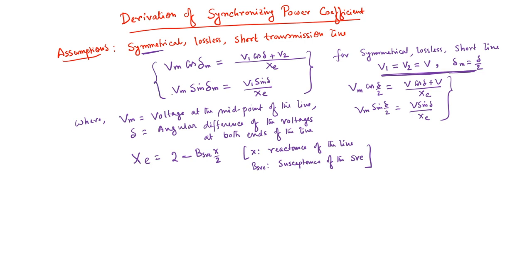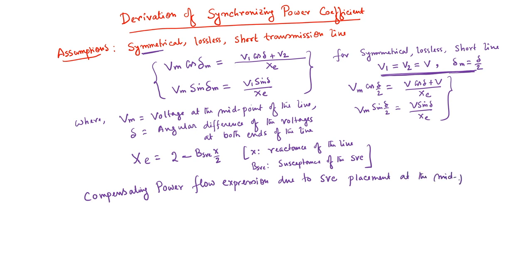Now, what will we be interested in from this? We will be interested to find out the compensating power flow expression due to SVC placement at the midpoint of the line. What would that be? That we already derived, that P comp is equal to V m divided by x by 2 multiplied by sin del m.